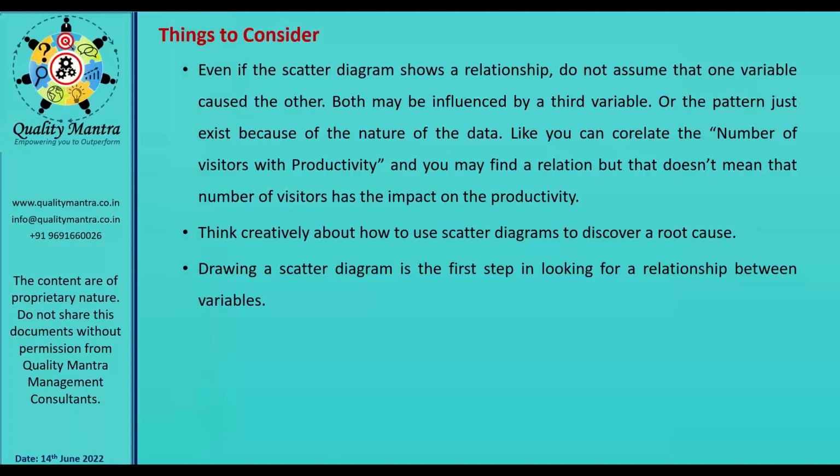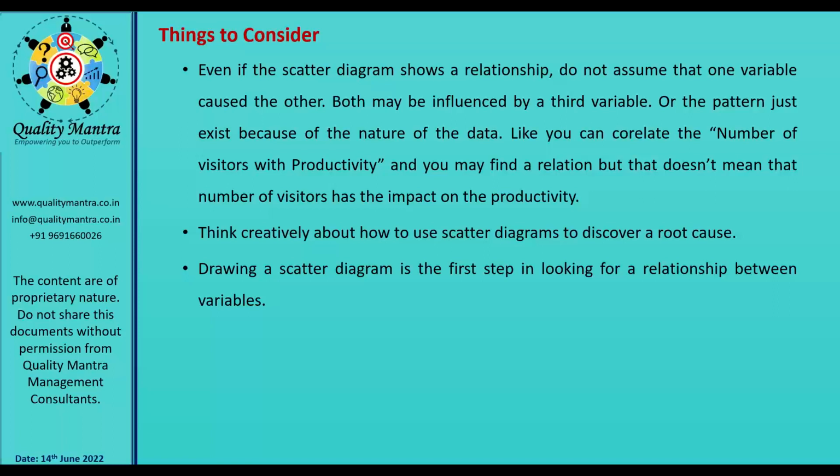There are certain things you need to consider. Even if the scatter diagram shows the relationship, don't always say that the increase in one parameter is caused because of the other parameter. It can be influenced by certain other factors also, or it is just by chance it might be there. You can't correlate anything with anything. There has to be some logical, technical input behind that.